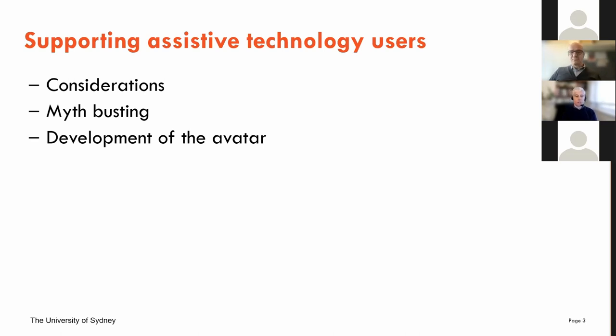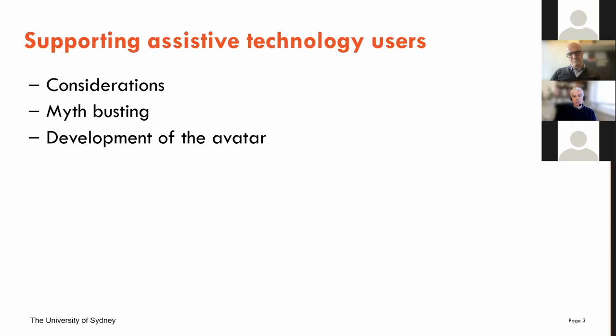Some myths around assistive technology. So assistive technology is essential and important, but it's not a magic solution. And it really is just part of the mix of adjustments that people with disabilities are going to need to participate in the life of our university.